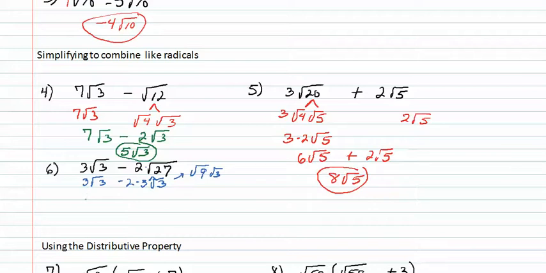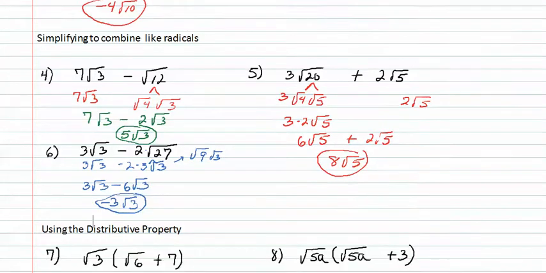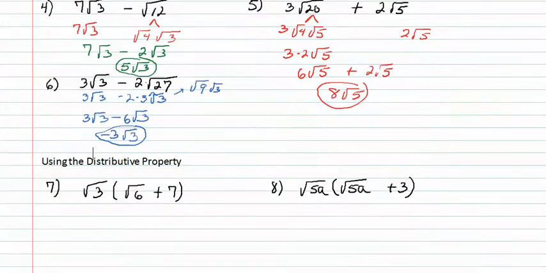So at this one, I didn't do anything with this. I keep 3 radical 3 here. I keep my negative sign, because negative 2 times 3 is negative 6, and I've got my radical 3. So now I have a 3 and a negative 6. Put those positive 3 and negative 6 together, I get a negative 3 radical 3, because now I combine the like terms of radical 3. And that's my answer. Okay, next section we're going to do distributive, using distributive properties.